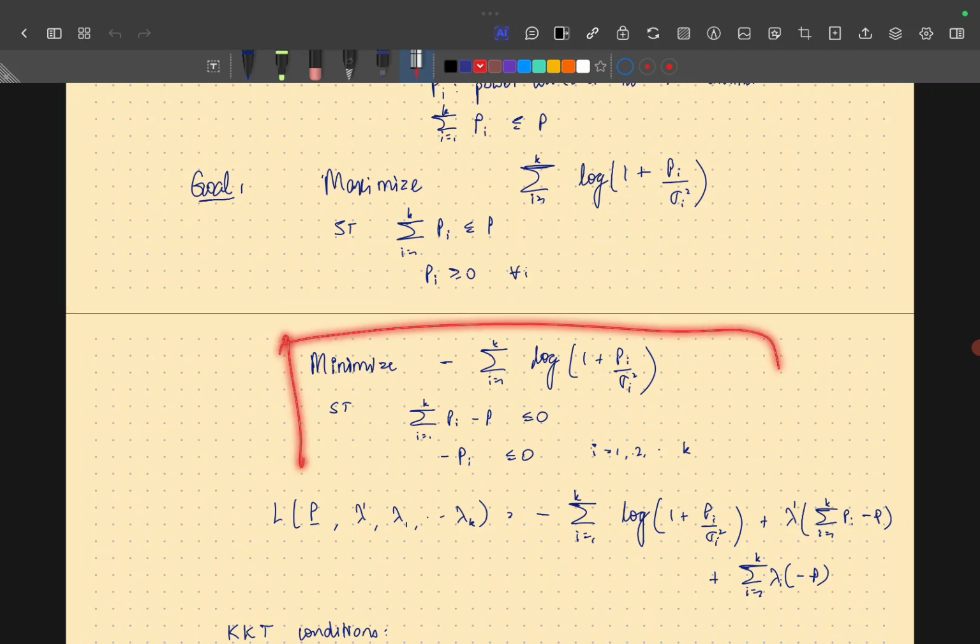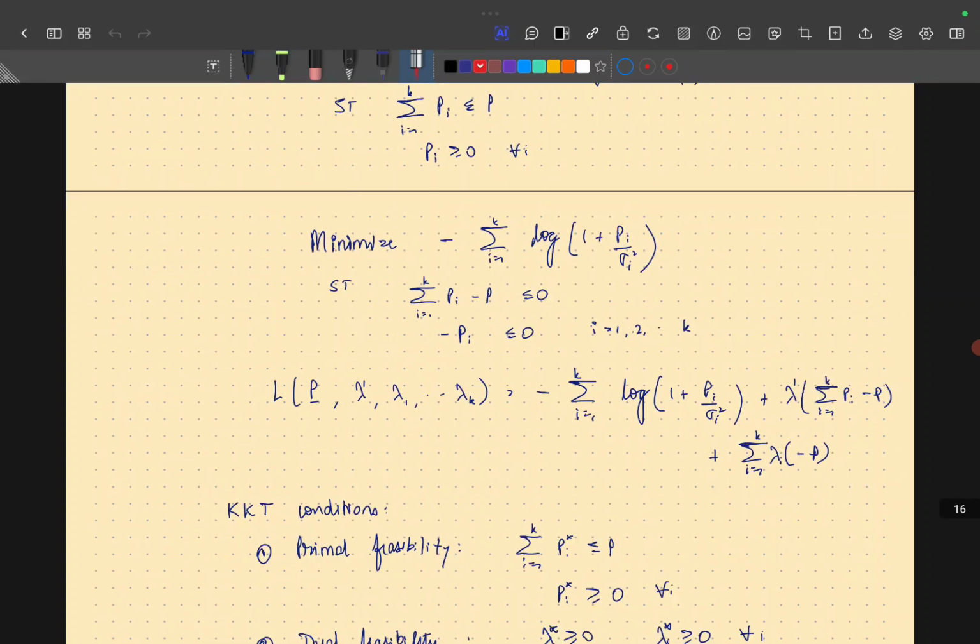All right? And the approach was the following. We first formulated this in standard form, as a minimization problem. We stared at it and saw that it's indeed a convex optimization problem. It also satisfies Slater's condition. So therefore, the problem is strongly dual.